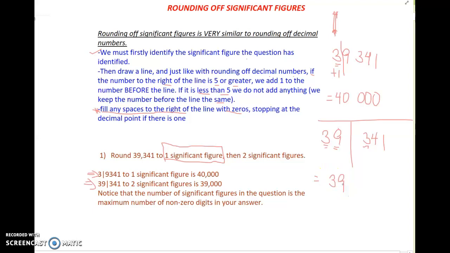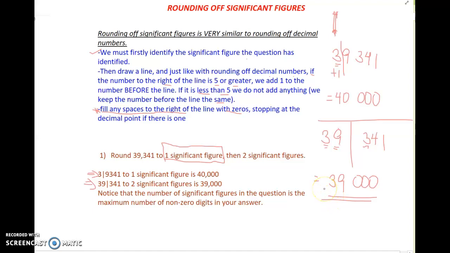Again, you can't just leave your answer as 39, because 39 is nowhere close to 39,341. You must add your zeros after your line, and we get 39,000 when we round it off.